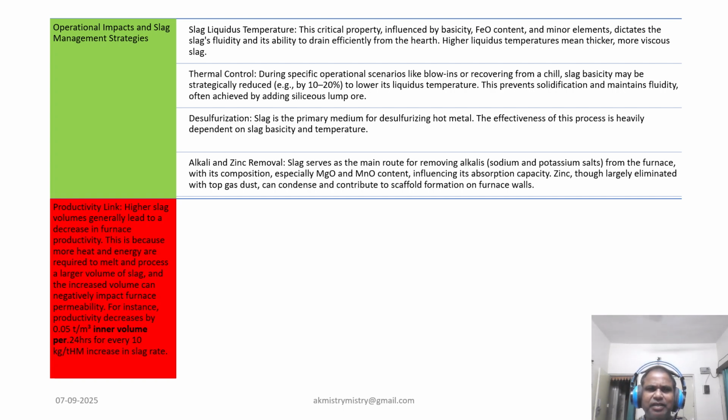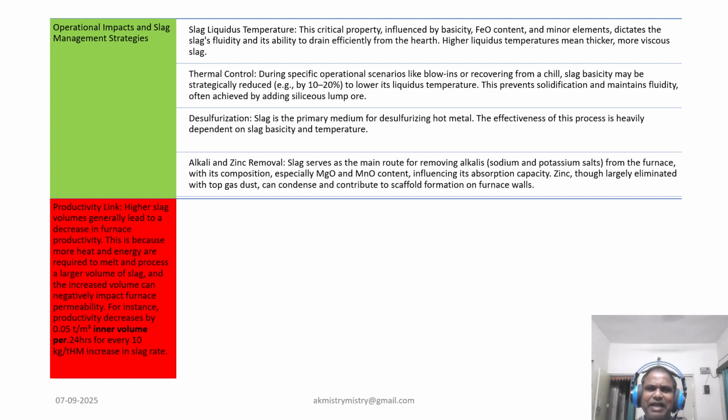material to lower its liquidus and maintain fluidity. Slag is also the primary medium for desulfurization of hot metal, with effectiveness depending on its basicity and temperature. Furthermore, slag is the main route for removing problematic elements like alkalis, that is primarily sodium and potassium. And in my past presentation I have also shown that potassium is more detrimental compared to sodium as far as the impact is concerned. We need to focus more on the potassium and even some zinc from the furnace.